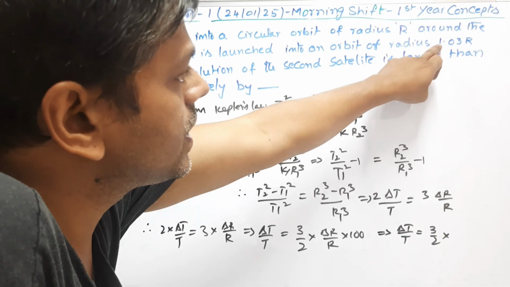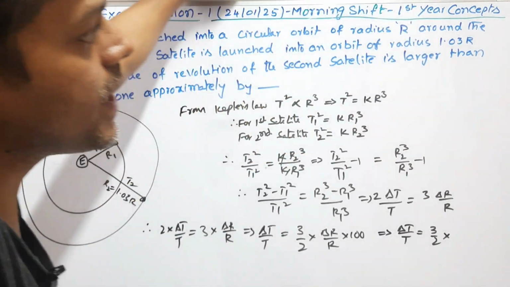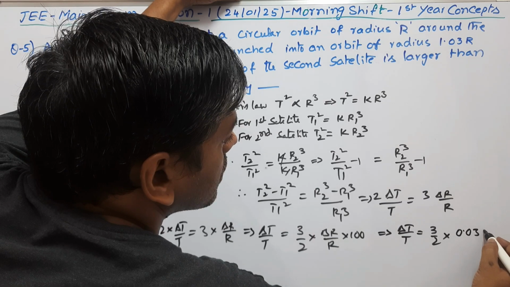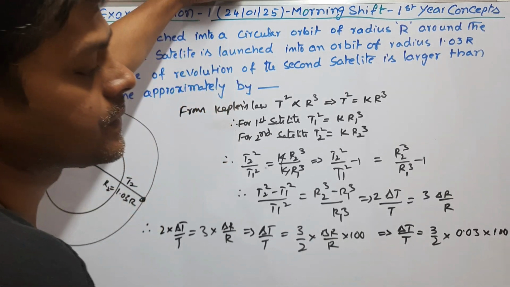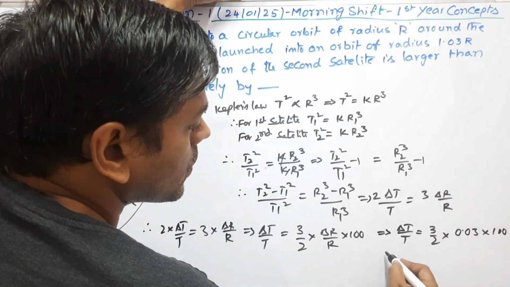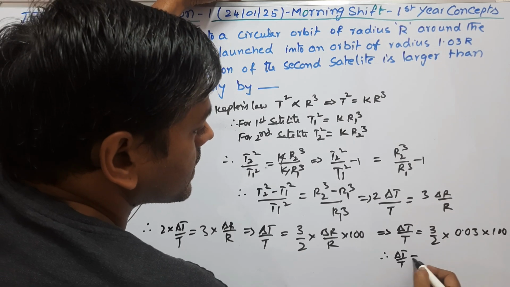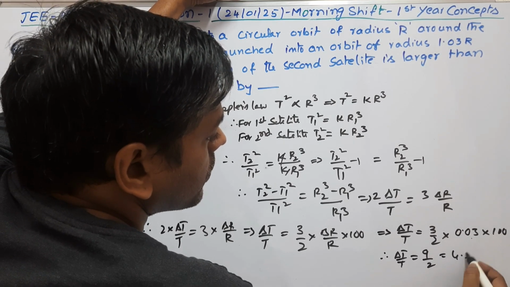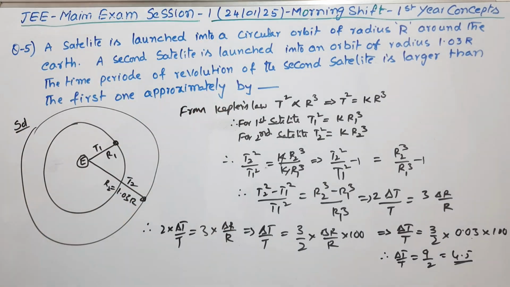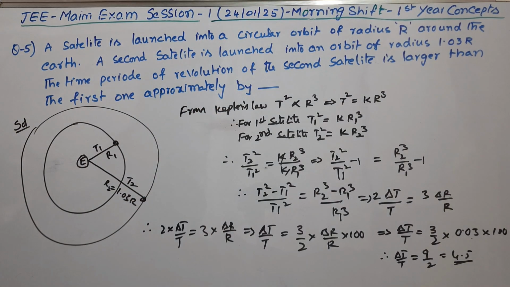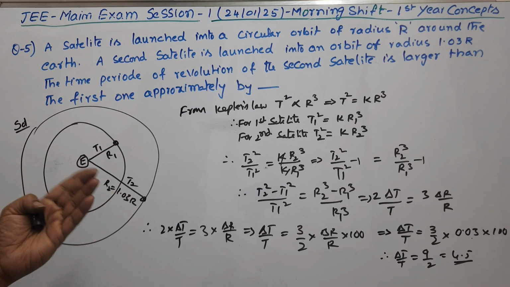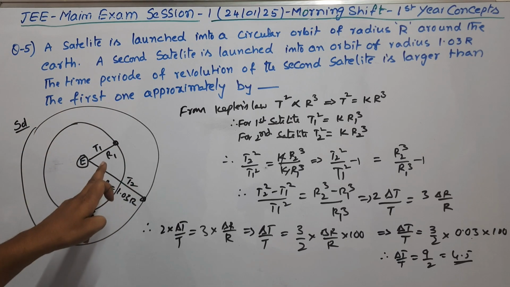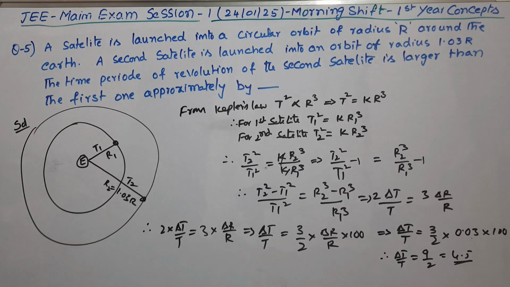What is the value? 1.03 minus 1 equals 0.03, that's it, 0.03 into 100, isn't it? So delta T by T is equal to what? 9 by 2, the zeros cancel, 4.5. This is the approximate increase in time taken, 4.5 times more time taken by the second satellite for completion of one revolution compared to the first satellite. Okay, right.